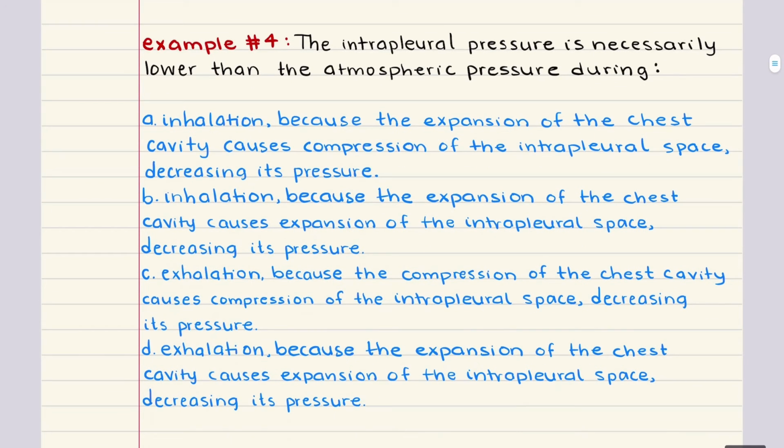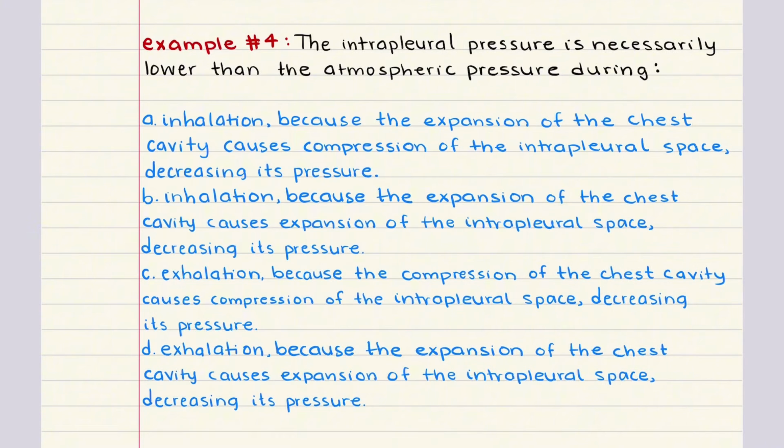Problem 4 says, the intrapleural pressure is necessarily lower than the atmospheric pressure during blank. A says inhalation because the expansion of the chest cavity causes compression of the intrapleural space, decreasing its pressure. B says inhalation because the expansion of the chest cavity causes expansion of the intrapleural space, decreasing its pressure.